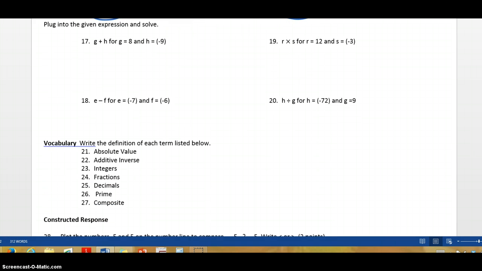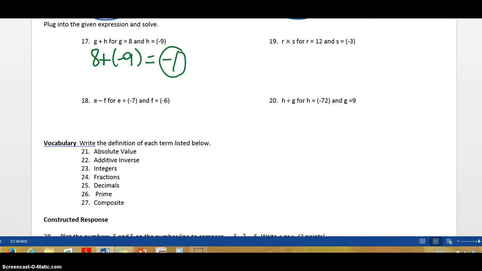This next section, we're plugging in the values of these different variables that we were given into our expression and then asked to solve it. So our first number, 17, g plus h. We have an 8 for g plus a negative 9 for h. Now we see that we have more negatives than we do positives, so we know our answer is going to be negative. And when we use our addition rules, we see the difference between 8 and 9 is 1, so our answer is just a negative 1.